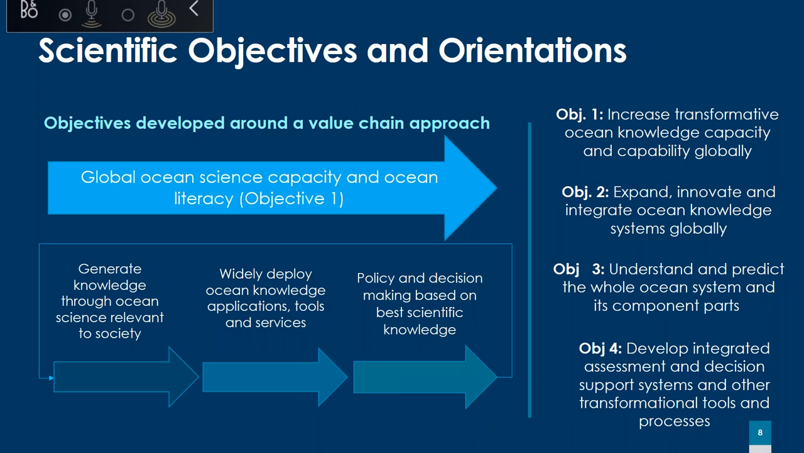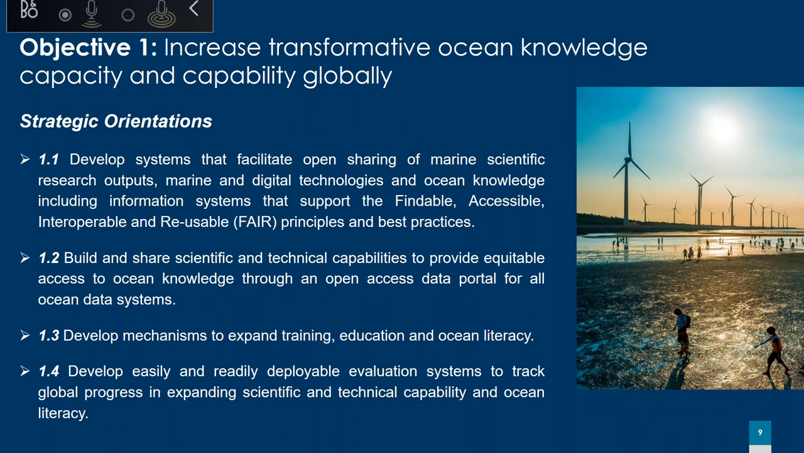So the next slide introduces you to the first objective, that is to increase the transformative ocean knowledge capacity and capability globally. So this is really about enabling us to understand, predict, forecast, interact, plan, and be part of the ocean system in a much more capable, much more intelligent, knowledgeable way around the world. Now you can imagine a couple of orientations or examples of the kind of things we would like to see under this objective. For example, it's about data systems or information systems which are shared, the information around the world in an equitable way. For example, that data are delivered in line with FAIR principles, meaning findable, accessible, interoperable, and reusable.